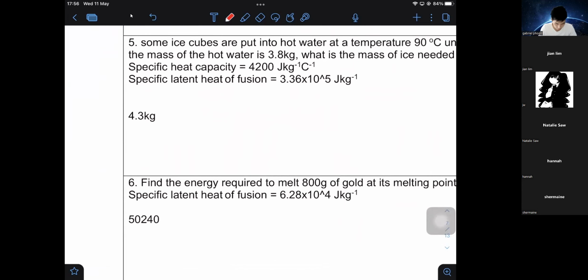Jen Lim, which question are you referring to? For the weight? Which one? Question 5 or 6?